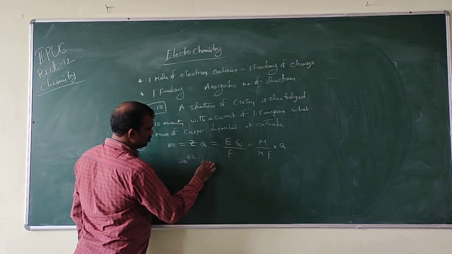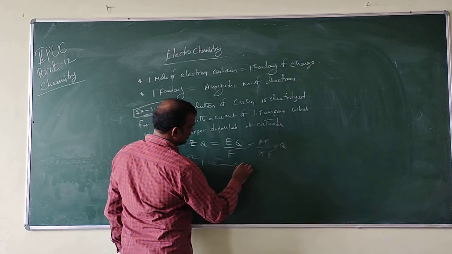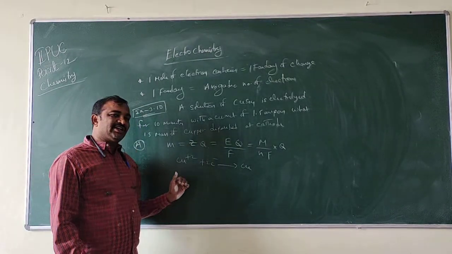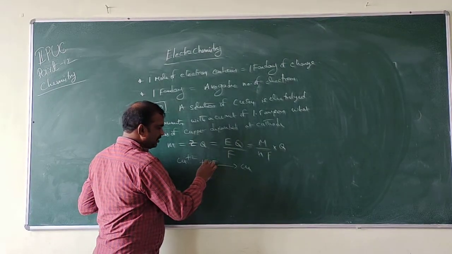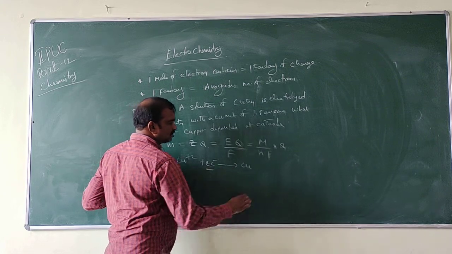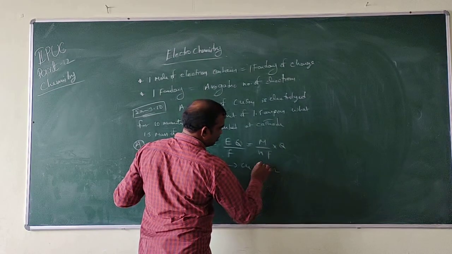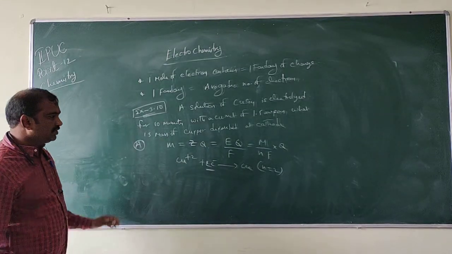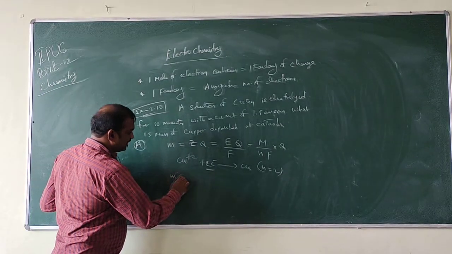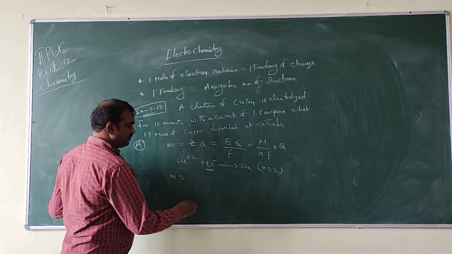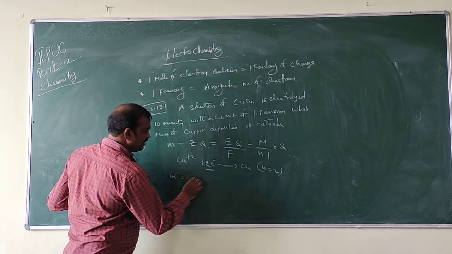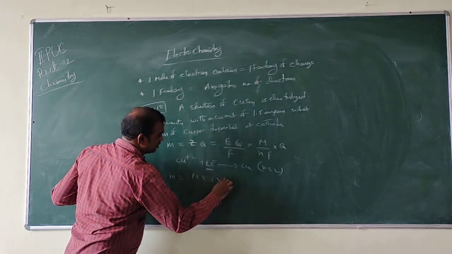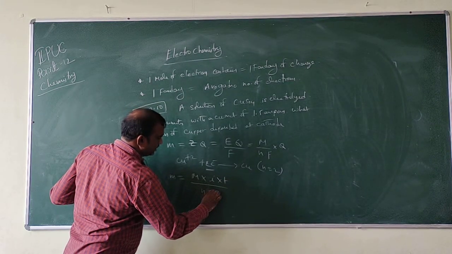Look here, copper deposited at cathode: Cu2+ plus 2 electrons gives Cu. To deposit copper, how many electrons are required? 2 electrons are required, so n is equal to 2. We want to calculate m. So small m is equal to capital M into Q, that is I into t, divided by nF.